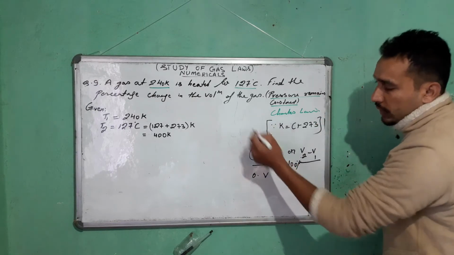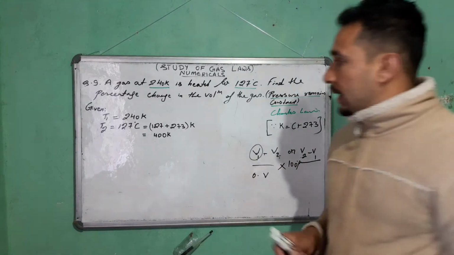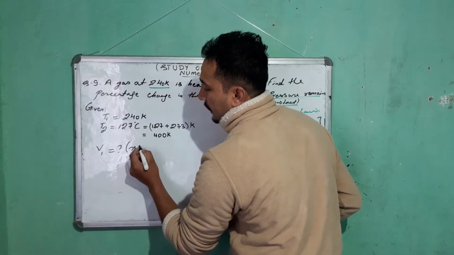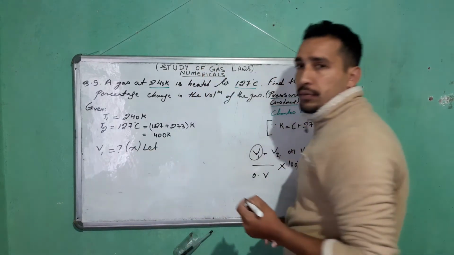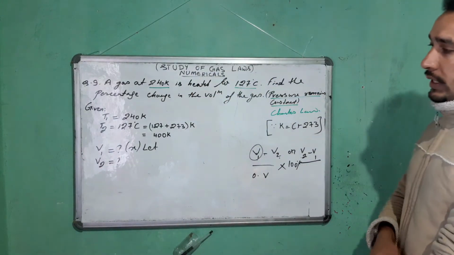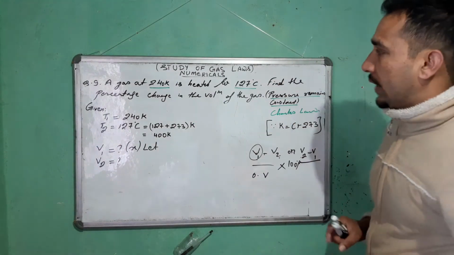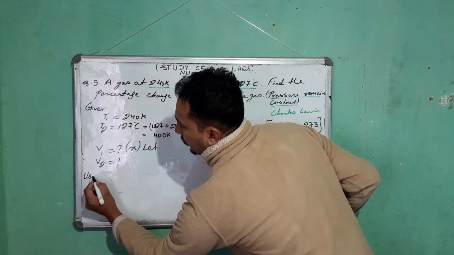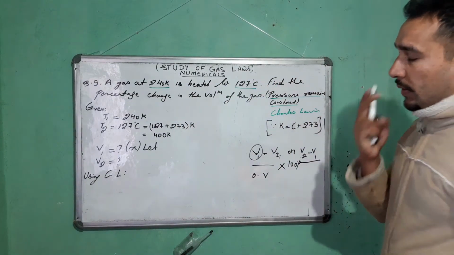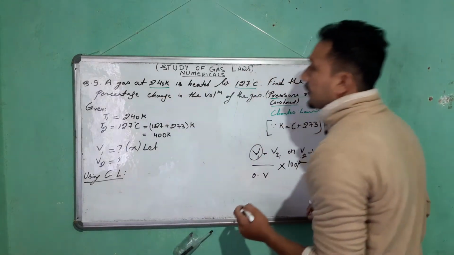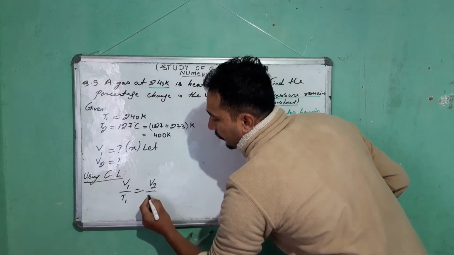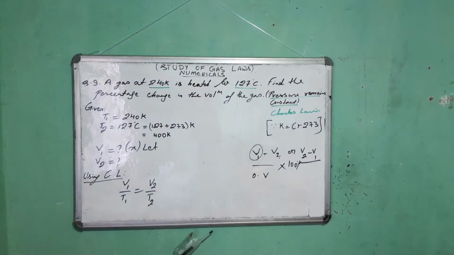First of all, let's find the change in volume. V1 is not given, so let V1 be x. V2 is also not given, so let's find V2 in terms of V1. Using Charles law: Charles law says that V1 upon T1 is equal to V2 upon T2. This is the mathematical statement of Charles law.